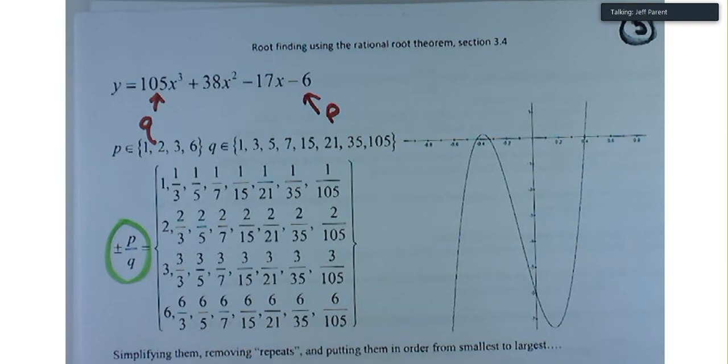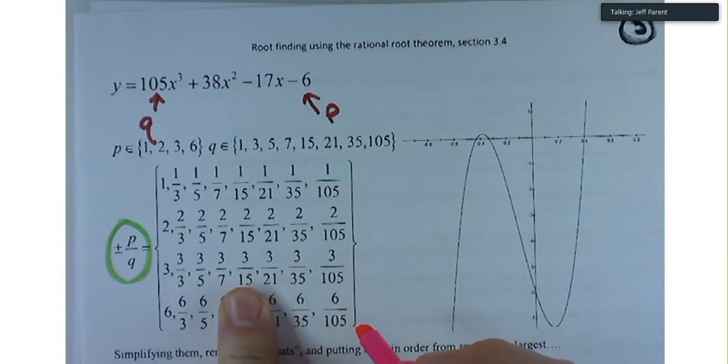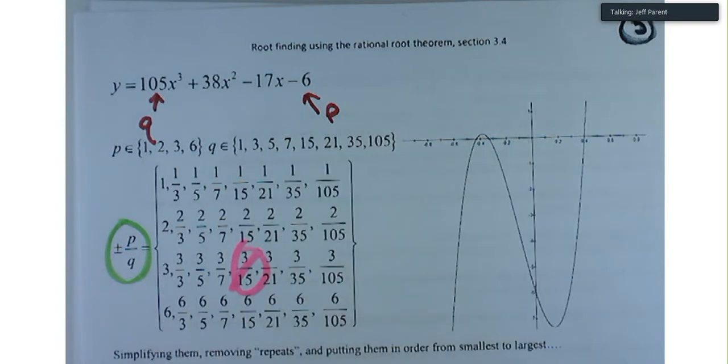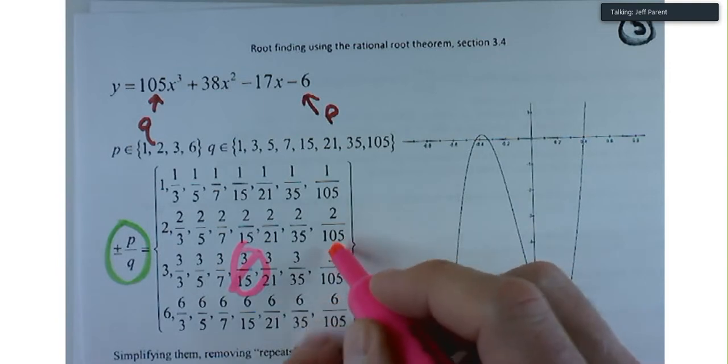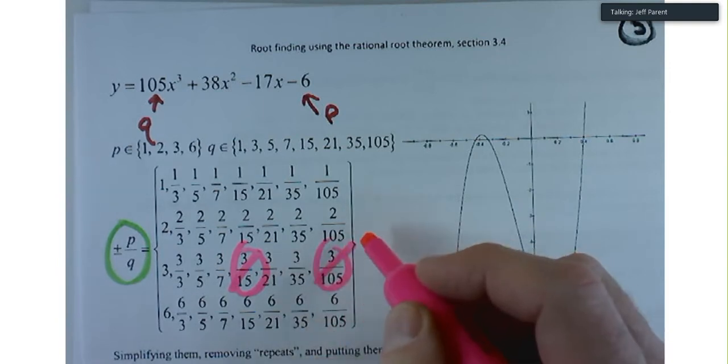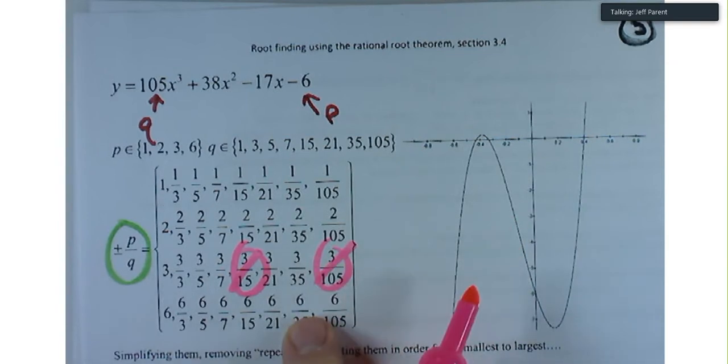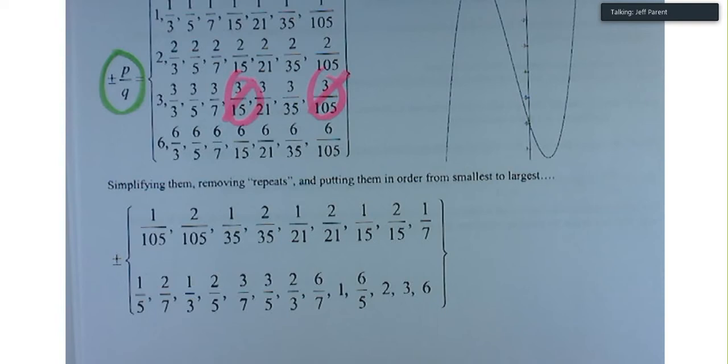So, for instance, 3 over 15, that's the same as 1 over 5, so I don't need that one. And other places. 3 over 105, that's the same as 1 over 35. So again, I don't need some of these repeats. If you clean it all up, it looks like this.